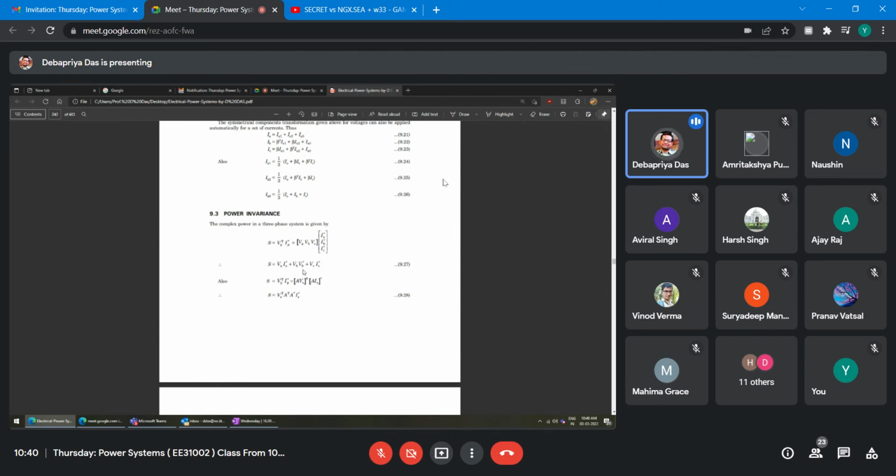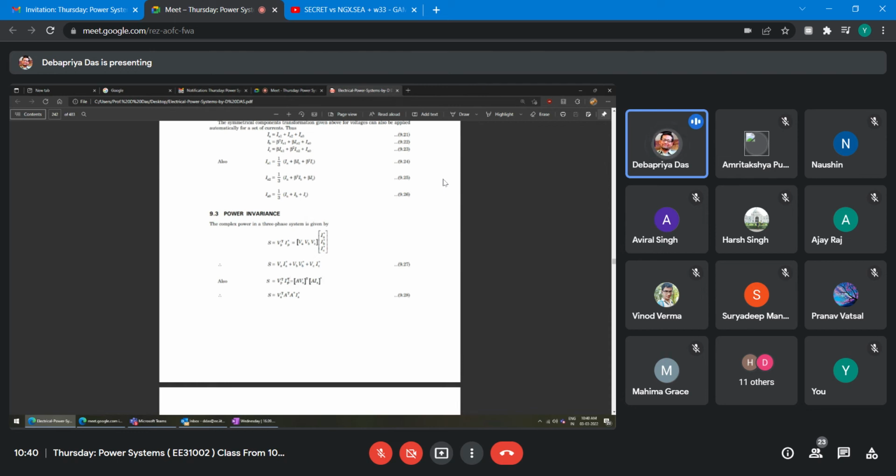Therefore S is equal to Va Ia conjugate plus Vb Ib conjugate. This is actually a typographical error on the slide; it is Vb Ib conjugate, plus Vc Ic conjugate. That will be S is equal to Vp transpose Ip conjugate, right? So Vp is equal to A Vs, and Ip conjugate is A Is conjugate.